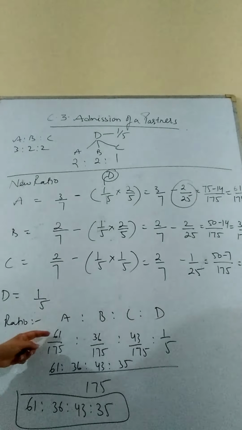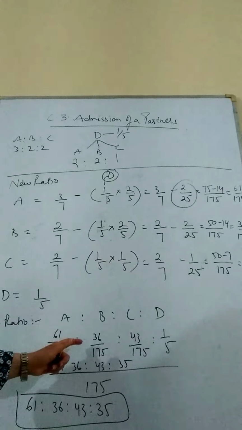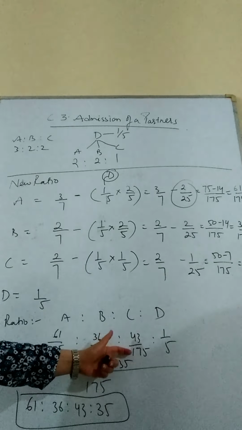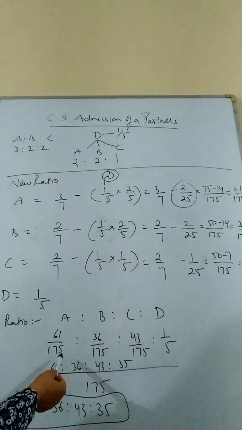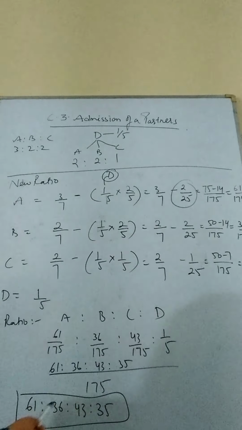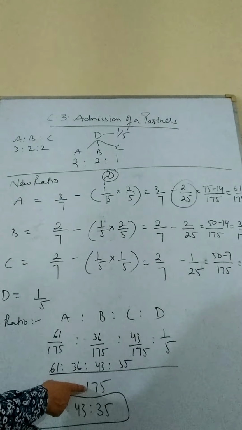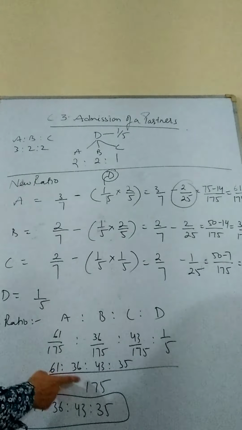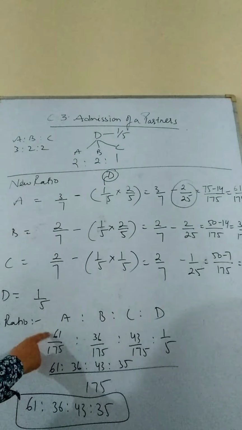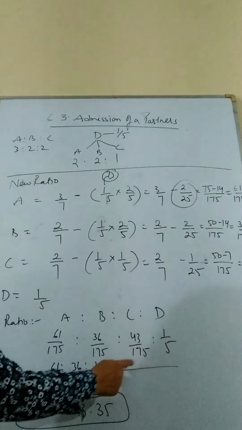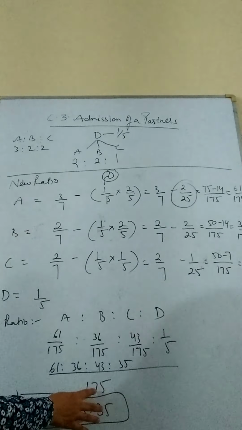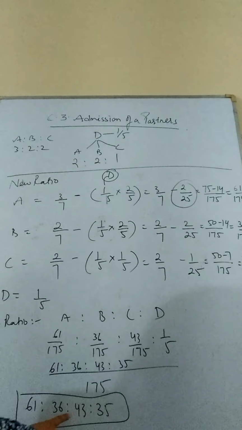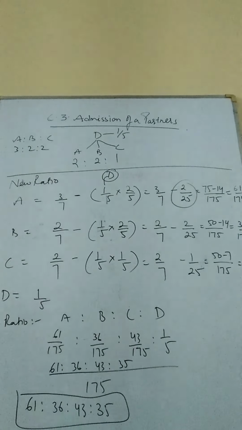Now the new ratio comes down as 61 upon 175, then 36 upon 175, 43 upon 175 and 1 by 5. So we have to equalize these ratios, since we have to have the common denominator. So we are taking up 175 as an LCM and sorting it out. 175 divided by 175, 1 multiplied by 61. Similarly 36, 43, 35. Here we have to find out 5 multiplied by 35 equals 175. So we get the equalization of the ratios by taking up the LCM. This is how we are going to calculate the acquire method part 2.